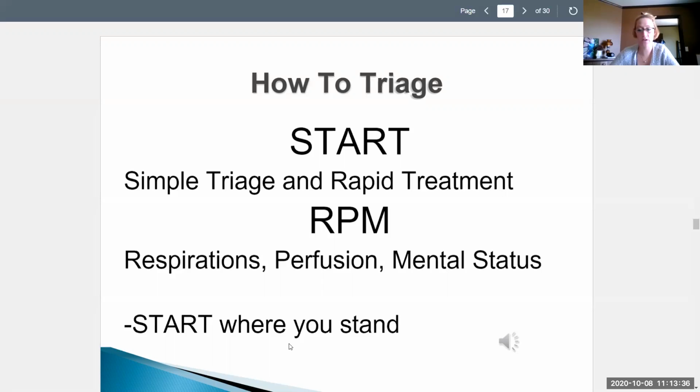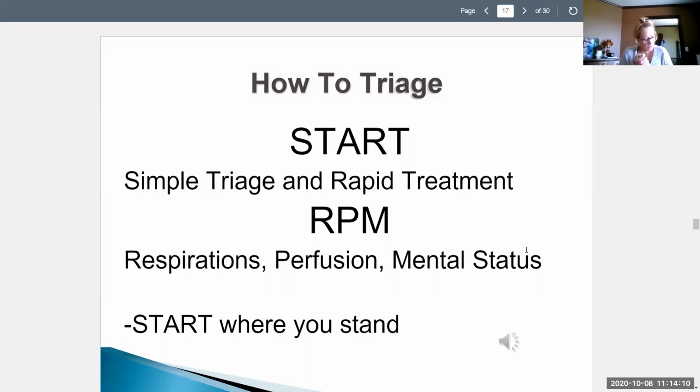Right. And then you don't have to go to mentation. Some of them you can almost skip even over perfusion. If you walk up to them and they're breathing, but they're completely unconscious, then you automatically know they're red because they're not going to follow commands. Something's going on. They likely have some type of head injury that caused them to be unconscious. So anytime they fall into any of those RPM categories, they're automatically red and you move on.